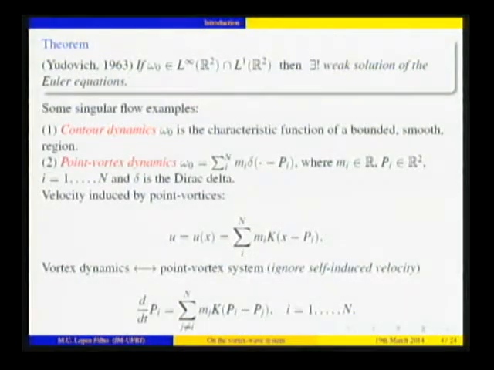Let me just start from my point of departure, which is Yudovich's theorem. So 1963, it's a very nice result that turned 50 last year, just like me, actually. I was born in '63 too.